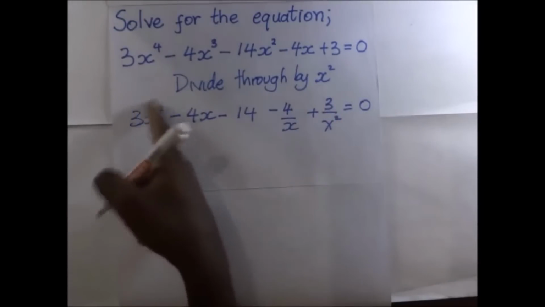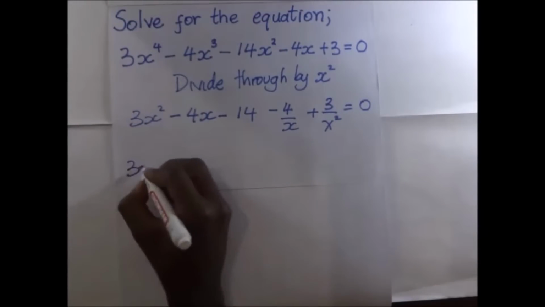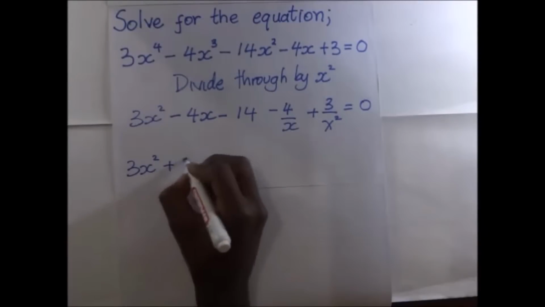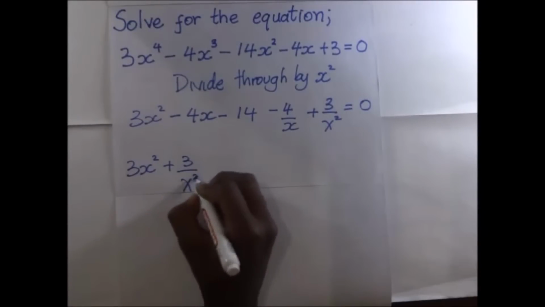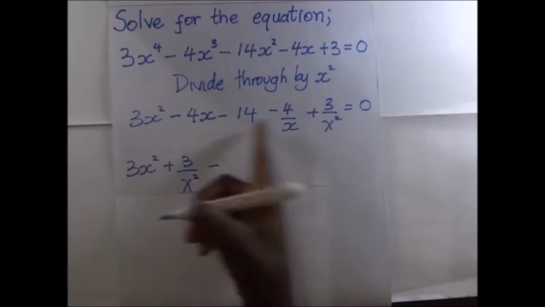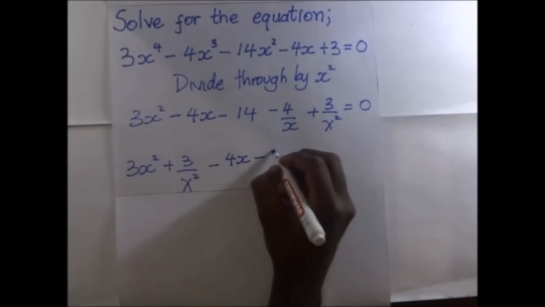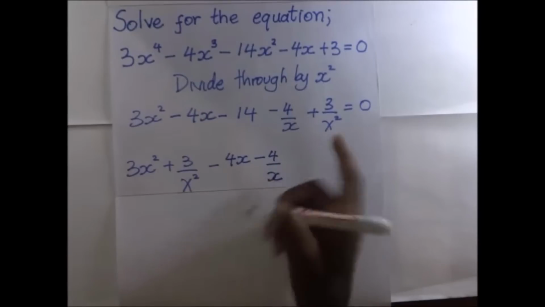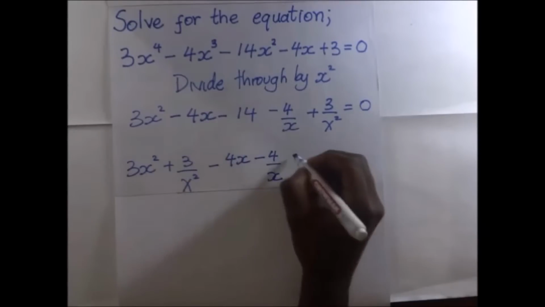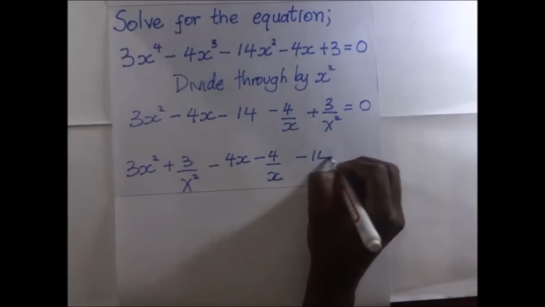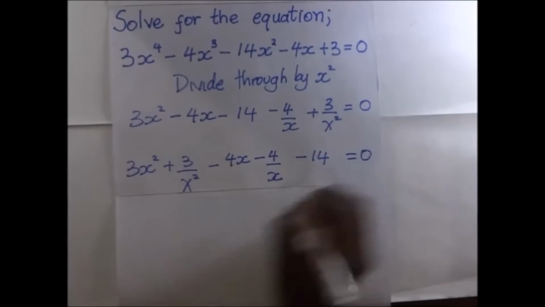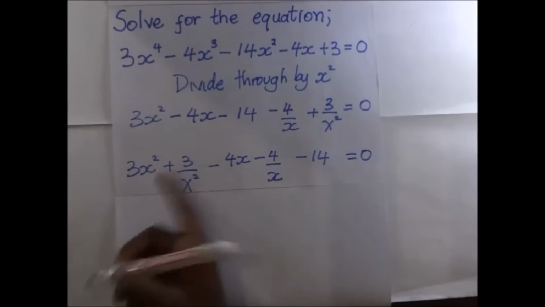We put those that are squared together: 3x squared plus 3 over x squared, minus those terms that have only x, minus 4x minus 4 over x, then the whole number alone, minus 14, is giving us 0. So we factorize this out here.